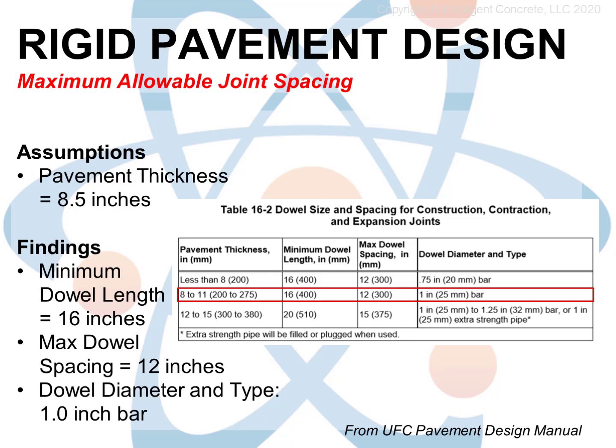We do not want tension to be transferred. We only want shear or strength in the vertical plane. We can use this chart to determine the minimum dowel length, maximum dowel spacing, dowel diameter, and type. With the assumption that our pavement is 8.5 inches, our minimum dowel length is 16 inches, our maximum dowel spacing is 12 inches, and our dowels will be 1 inch in diameter.